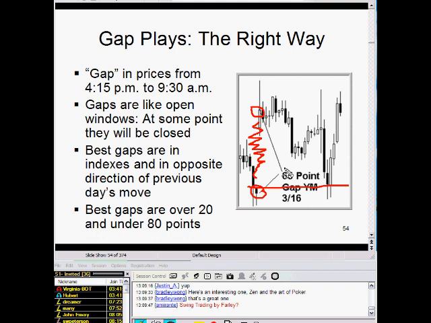My favorite gaps right now, since the market's been in a downtrend for the last 6 weeks or so, are gap ups. A gap up is in the opposite direction of the prevailing trend, and gap ups are going to have a slightly better advantage of filling than a gap down. I also like gaps in the Dow at least over 20 points, because that at least gives you something to work with. But that's something we're going to talk a little bit more about later.